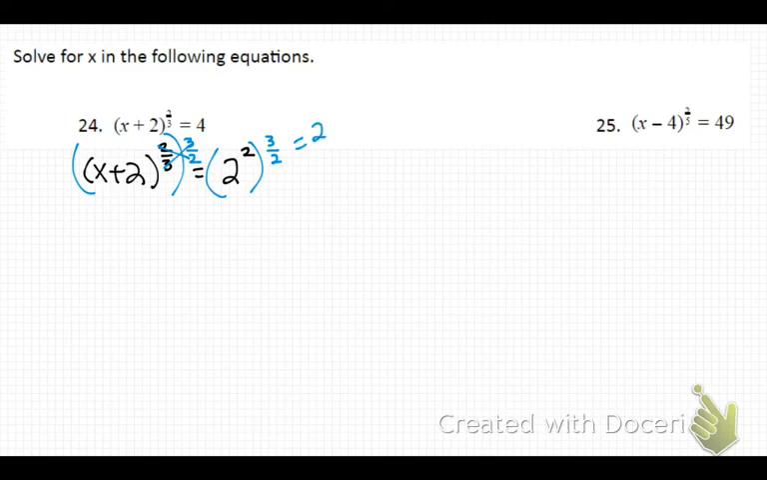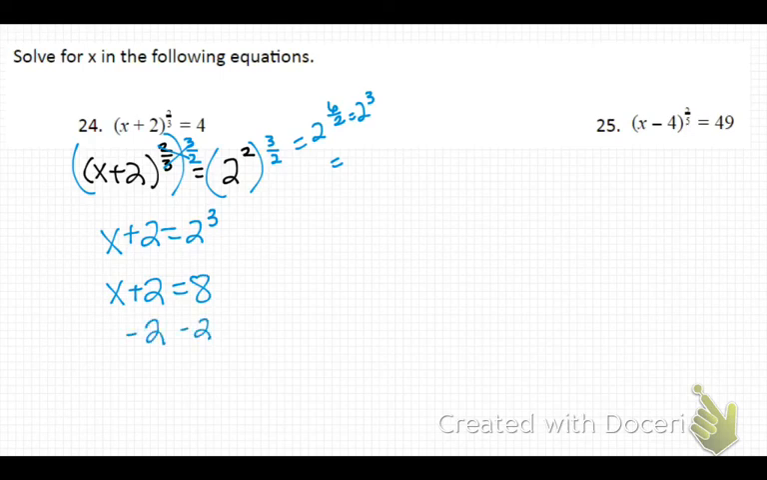That is 2 to the 6/2, which is 2 cubed, which is 8. Okay, so I have x plus 2 equals 2 cubed, which means x plus 2 equals 8. And how do I solve for x now? Subtract 2. So what does x equal? What's 8 minus 2? 6. There's my answer.